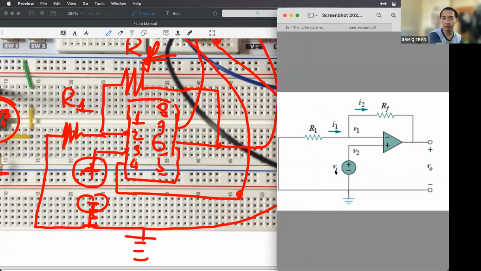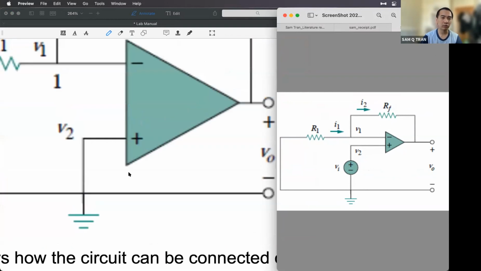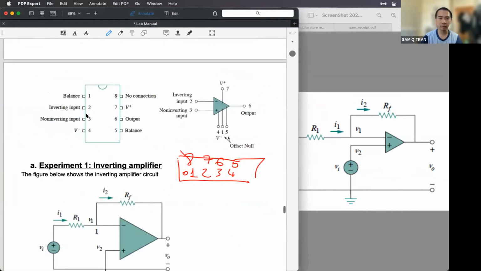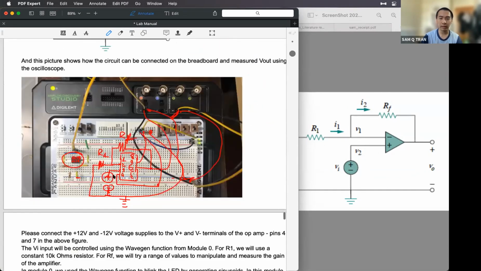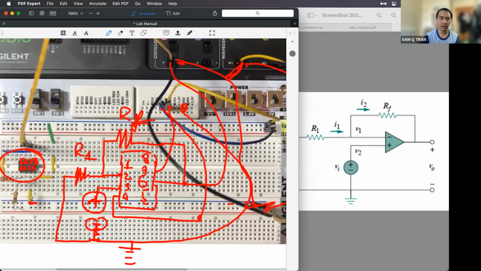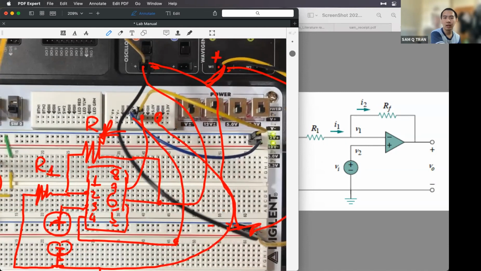First, we have the VI, the initial voltage source over here. We have the negative terminal of it connected to the ground, and the positive of it connected to the non-inverting terminal of the op amp. Looking at the schematic, the non-inverting terminal is number 3, which is 1, 2, 3 over here. We are using the wave generator as the voltage source, so we will connect the positive terminal of the waveform, or use a jumper wire, all the way to the non-inverting terminal on the op amp, which is pin number 3.